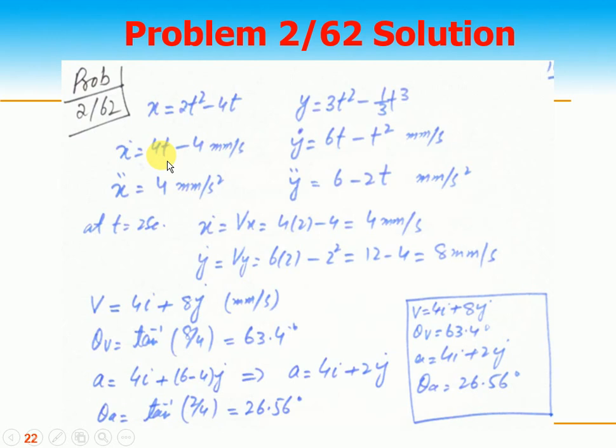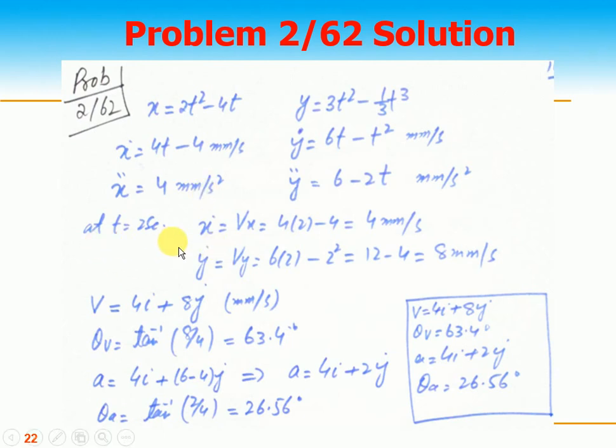We find x dot is 4t minus 4 millimeter per second, and x double dot, the second derivative, is 4 millimeter per second square. Remember that in this case there is a constant acceleration of 4 millimeter per second square, so there is some force in the x direction during the projectile motion. Similarly, y dot is 6t minus t square millimeter per second, and y double dot, the acceleration in the y direction, is 6 minus 2t millimeter per second square. Now you see, in this case the acceleration in the y direction is a function of time. It is given to you, so you will not use g here; you use the given acceleration.